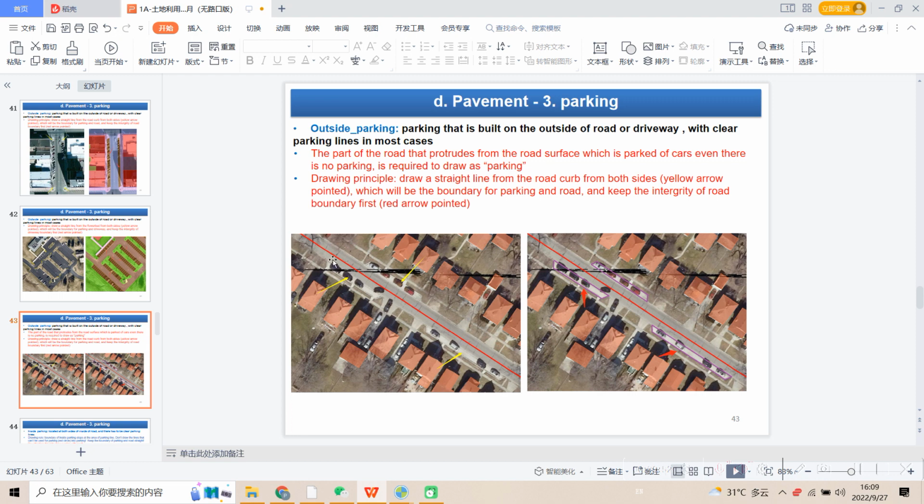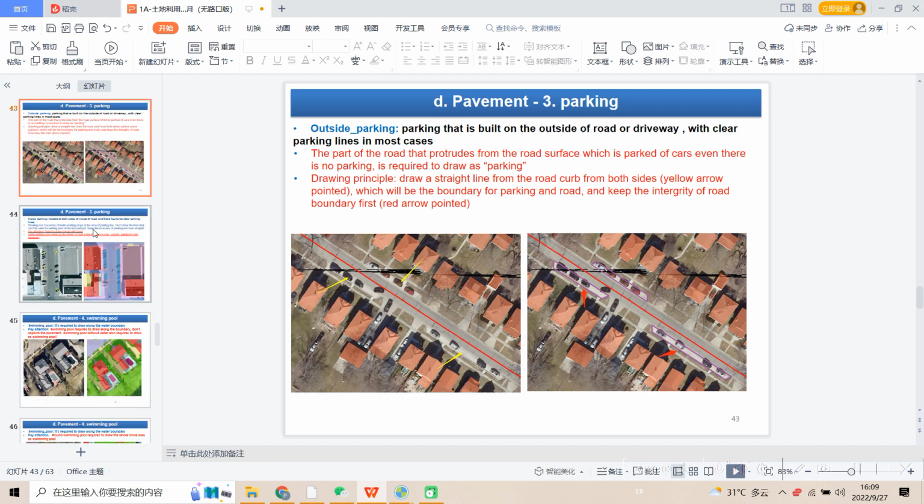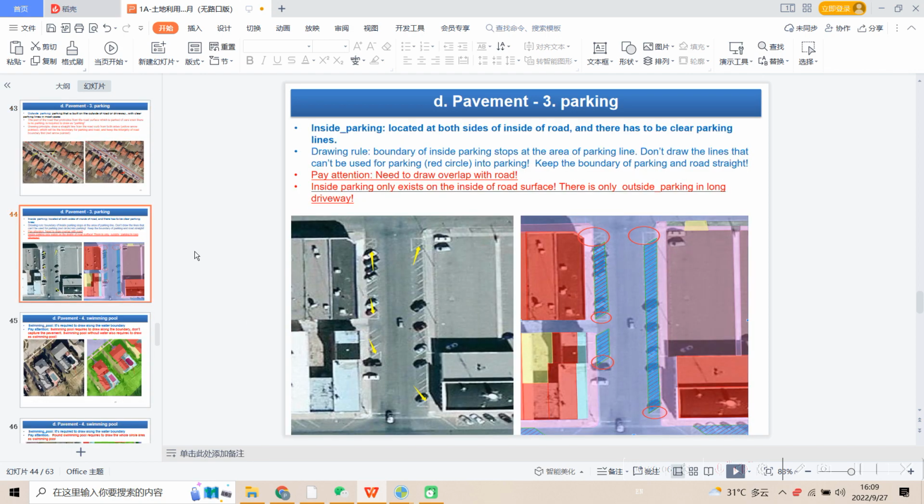So same thing, when you draw a straight line from the road curb from both sides and make sure the road shape is reasonable and natural, then we can draw this part as outside parking. Then let's move to the inside parking.